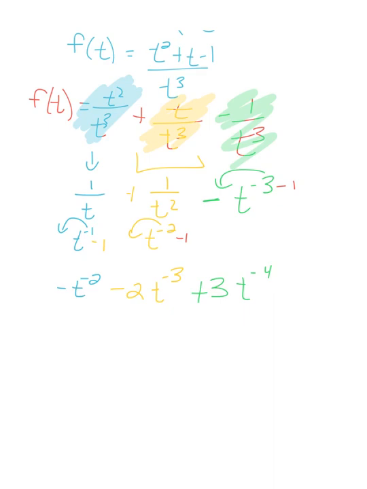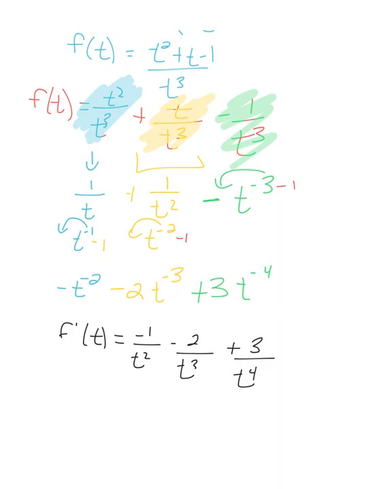So finally, everything here, we could leave it like that, I suppose. Everything here does have a negative exponent, so we could obviously simplify those using rules of exponents. So our derivative would be negative 1 over t squared minus 2 over t cubed plus 3 over t to the fourth. And I think at this point I'd rather just leave it like that because I think that has a nice little simplistic beauty too.